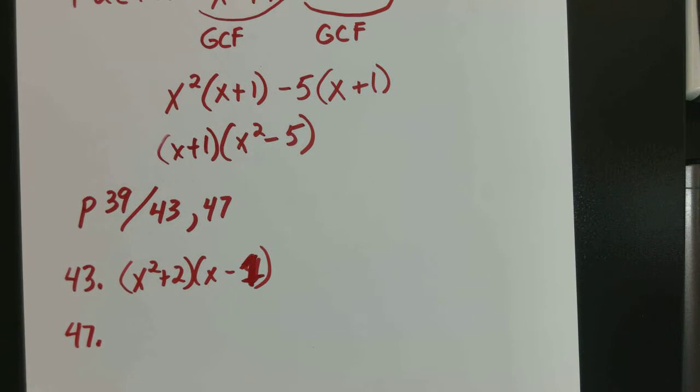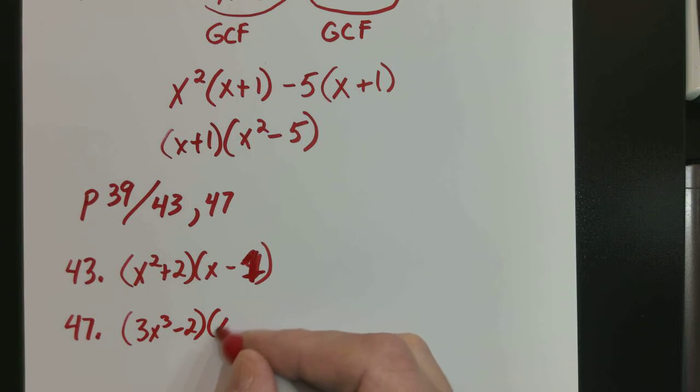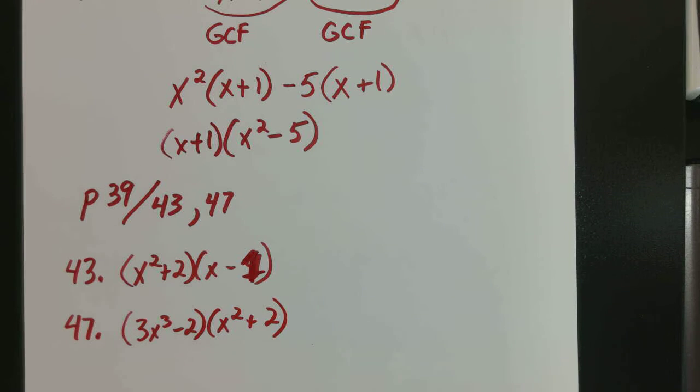All right, 47. Owen. 3x cubed minus 2 times x squared plus 2. Did I write that down correctly, Owen? Yes. Okay. That's what the book has too. So is there a question on that one? Okay. All right. There might be one or two questions. We can take a look at that later if you need. All right.